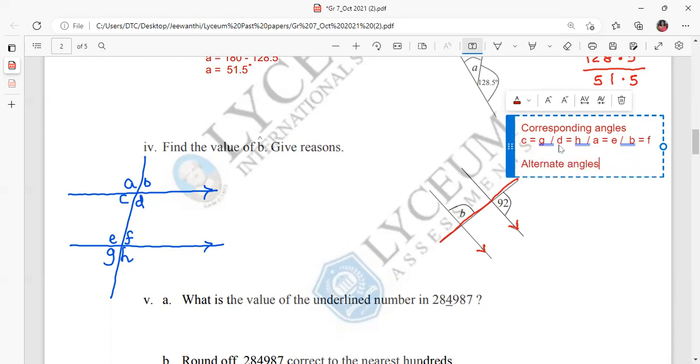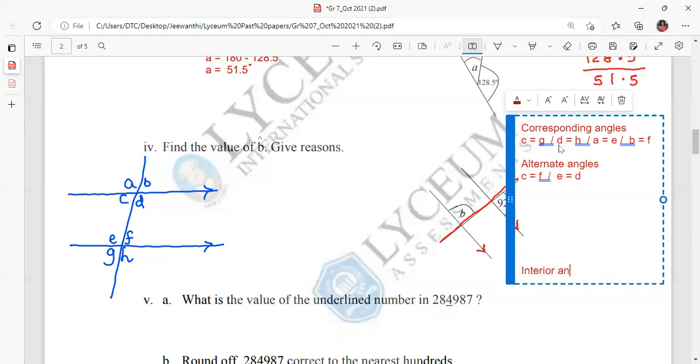What are the alternate angles we have here? C equals F. Sorry, E and D. E equals D. Those are alternate angles. So then what is the next one? We do have the interior angles. What are the interior angles here?